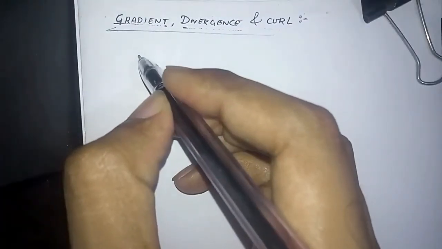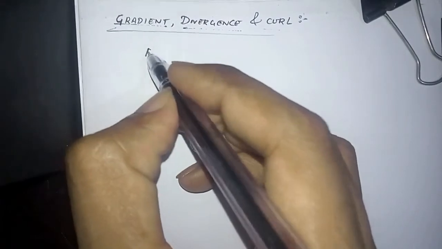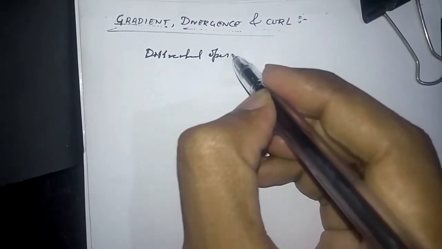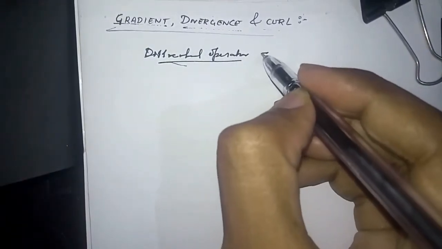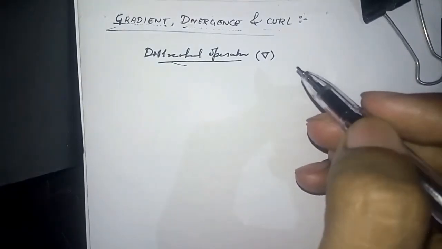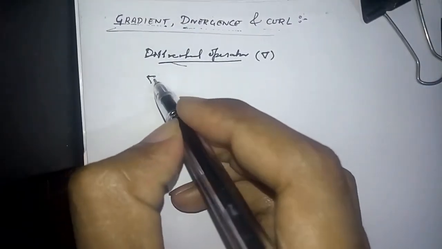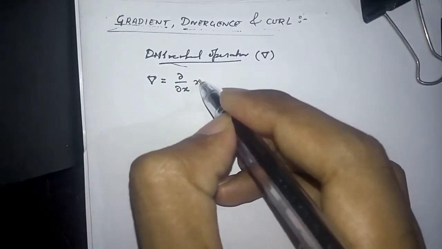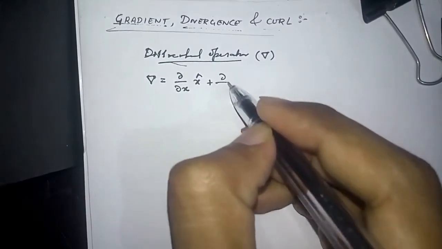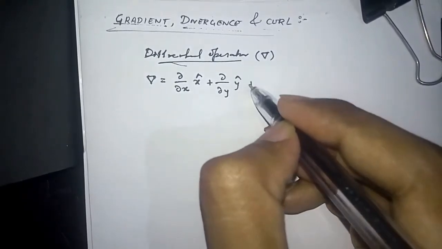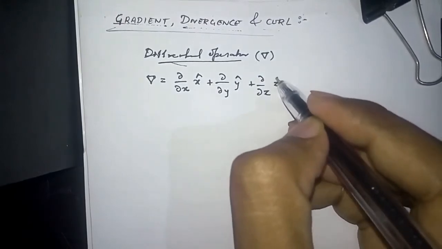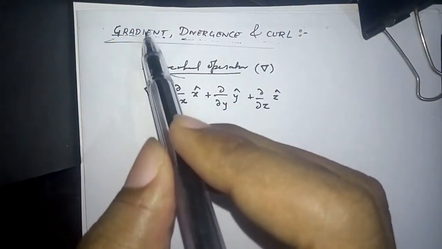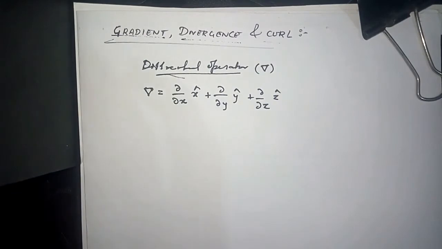So friends, all these things start with the differential operator, which is delta. And the delta is del by del x x cap plus del by del y y cap plus del by del z z cap. So this is the differential operator, and using it we will study gradient, divergence and curl.